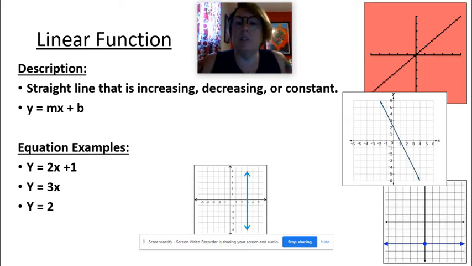So the first type of function we learned about this year was the linear function that you had learned about in previous years. Remember, that is a straight line that is increasing, decreasing, or constant. So you can have a linear function, or you can have a linear constant function if it is horizontal or vertical, and those come in the form y equals mx plus b with the examples that you see below.